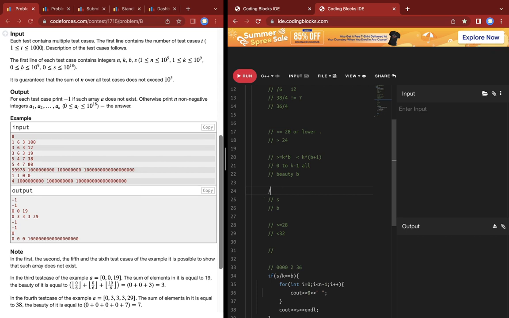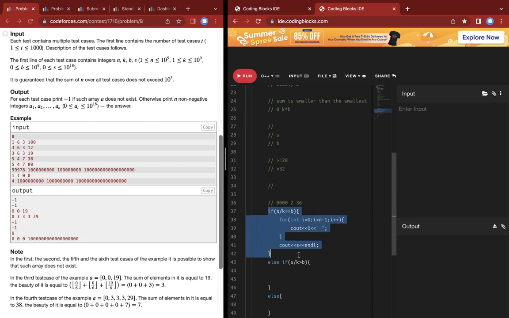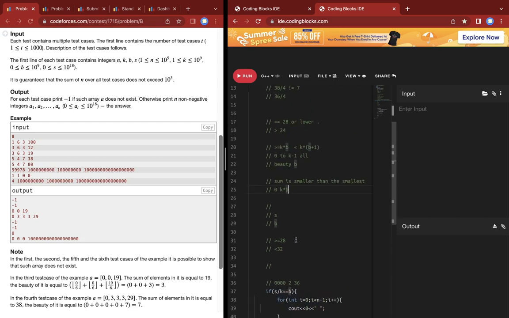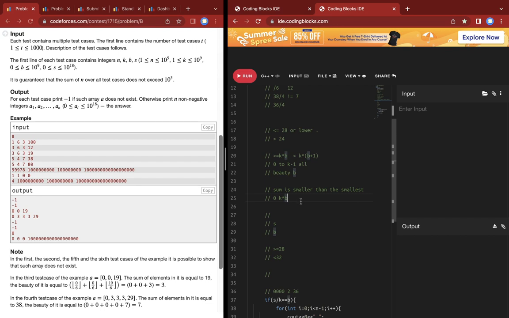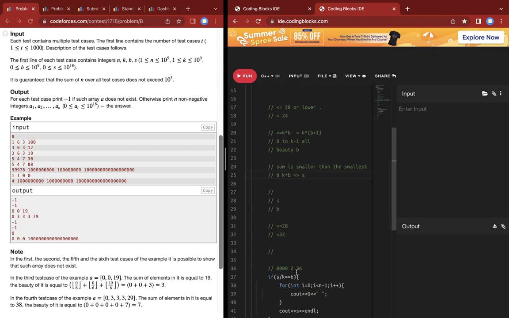If sum is smaller than the smallest this can produce... The smallest this can produce is 0 for all, and the last element equal to k into b. But that is the case where this happens, right? This is the smallest sum they can have. So this would actually turn out to be the case where s divided by k is actually equal to b.